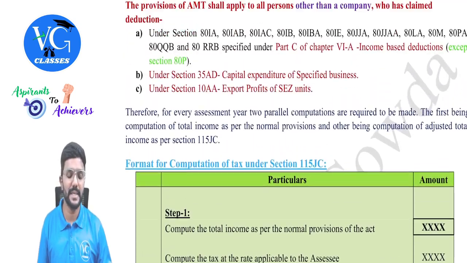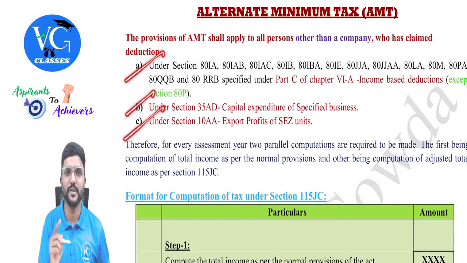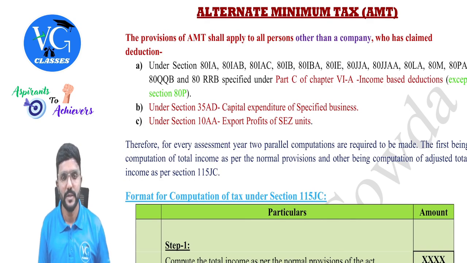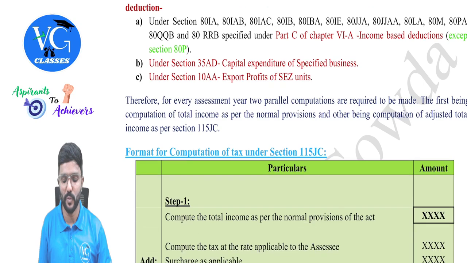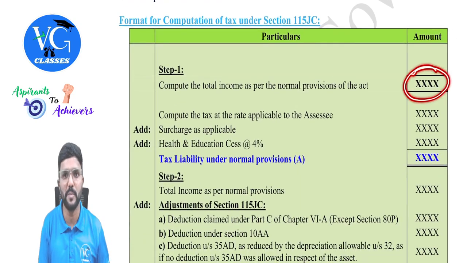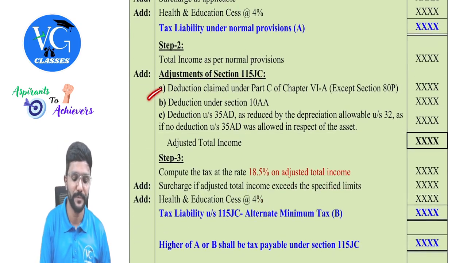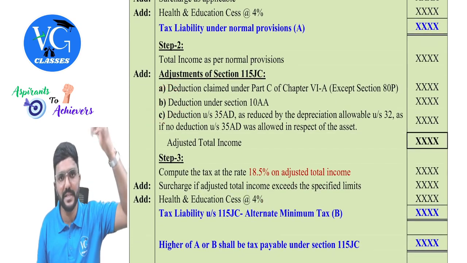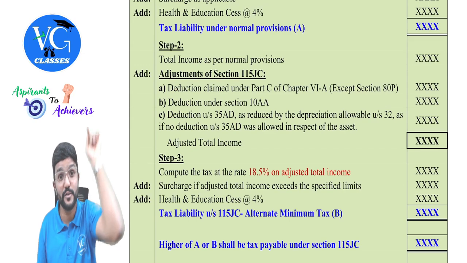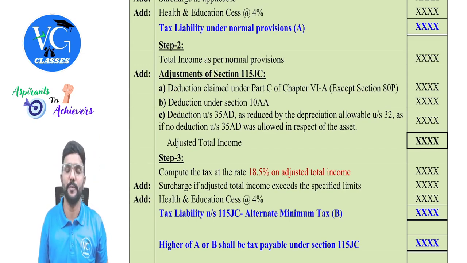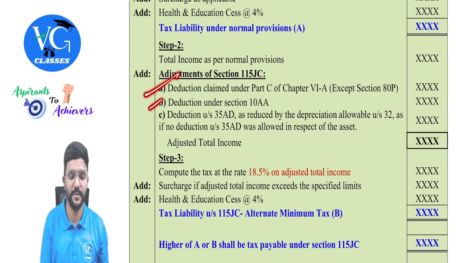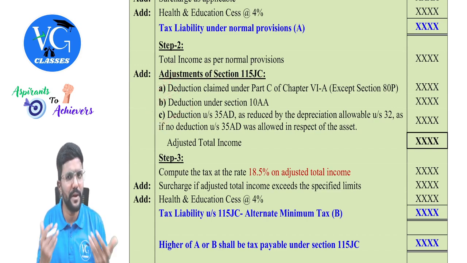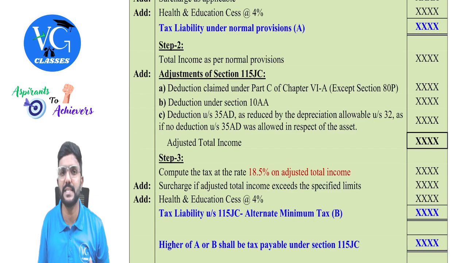Guys, has the assessee claimed any of this deduction because of which AMT is applicable? Whatever deduction he has already claimed while computing the total income as per normal provision, because of which AMT is applicable, add back that deduction. All three may not be there. Whichever deduction the assessee has claimed out of these three, add it back.